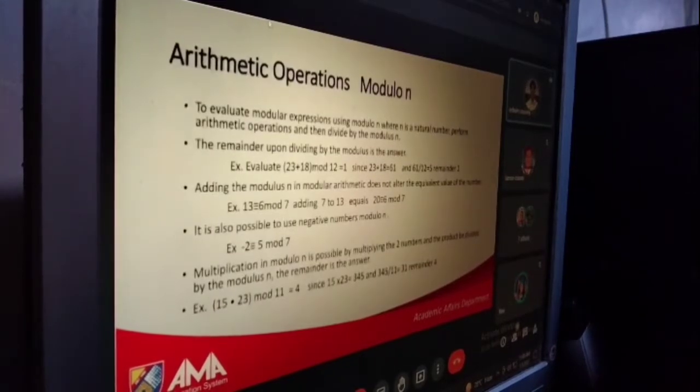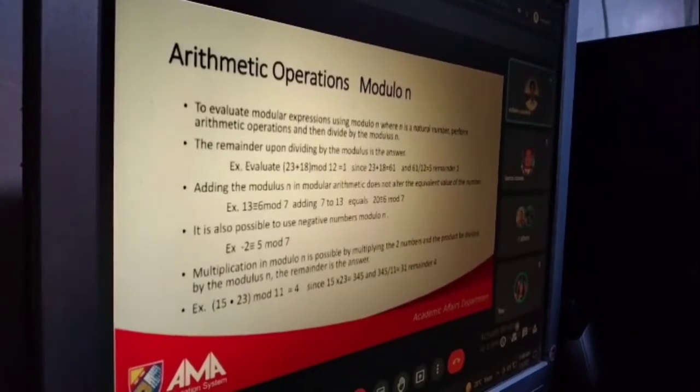Okay, arithmetic operations. Ito po yun. To evaluate a modular expression using modulo n, where n is a natural number. Pag sinabi natin natural number, it is a counting number from 1 and so on. Perform arithmetic operations and then divide by the modulus n. I-perform daw kung ano yung specific operations kung ano yung meron sa problem. If it is addition, yan muna natin. Pagka subtraction, i-subtract. Pagka multiplication, i-multiply. So let us choose the remainder upon dividing by the modulus.